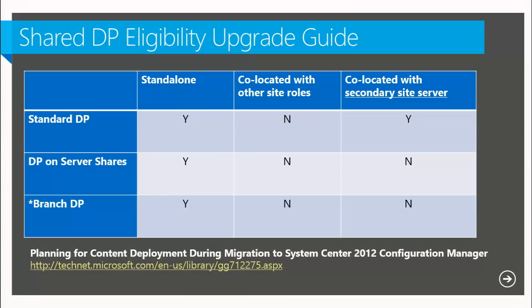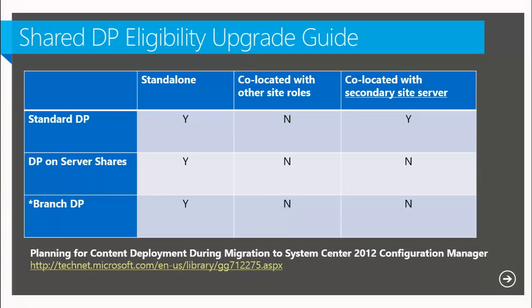And so here's some keys. The Y represents what's eligible to upgrade. So when we share the DP and you're done, you say, okay, I'm ready to upgrade this to a 2012 site distribution point. These are the sites that are eligible. So if it's a standalone standard DP, that's eligible. If it's colocated with other site roles, it's not. If it's colocated with a secondary site, it's not.